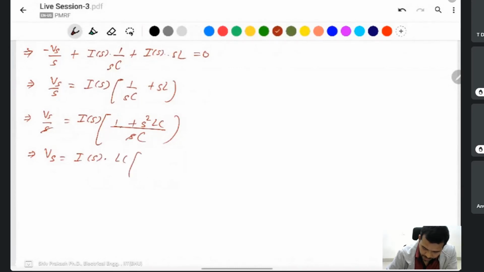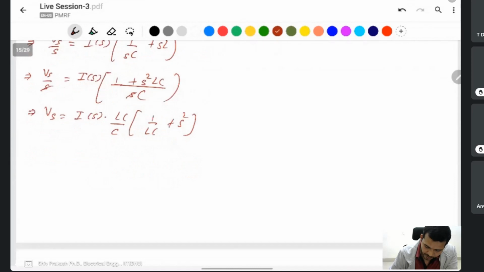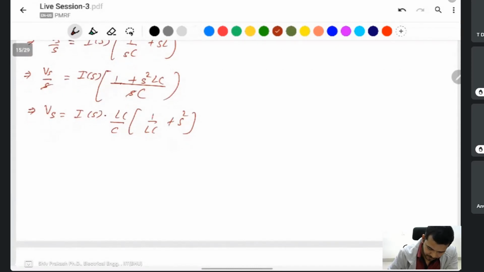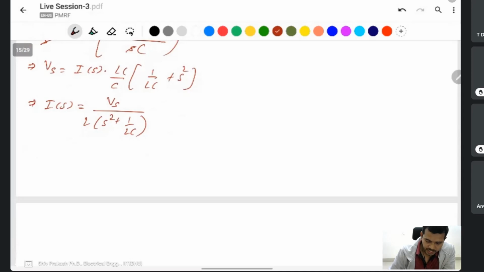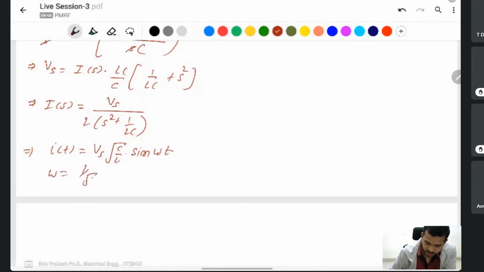Take LC common here, then we find 1 by LC plus s squared, the same as the previous question, divided by C, C cancels out. Find I is equal to Vs divided by L, 1 by sC. Else this one is the same as the previous question, that's why I wrote it directly. It is equal to Vs under root C by L into sin omega t, where omega is 1 by root LC.